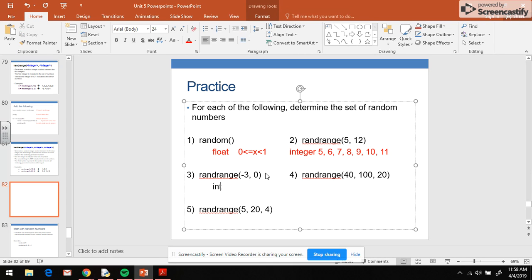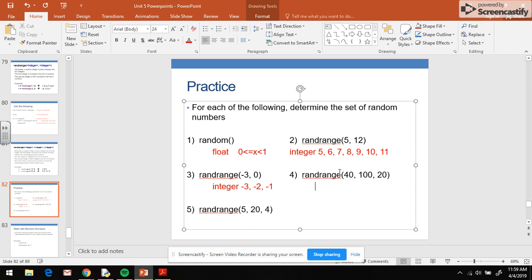Here, again, we're going to produce an integer. We're going to start then at -3, and we'll go all the way up to 0, but not quite include 0. So we again see rand range with two numbers. This is the number where we start, and we produce random numbers until the number right before we reach 0. So we would produce random numbers of these three types.